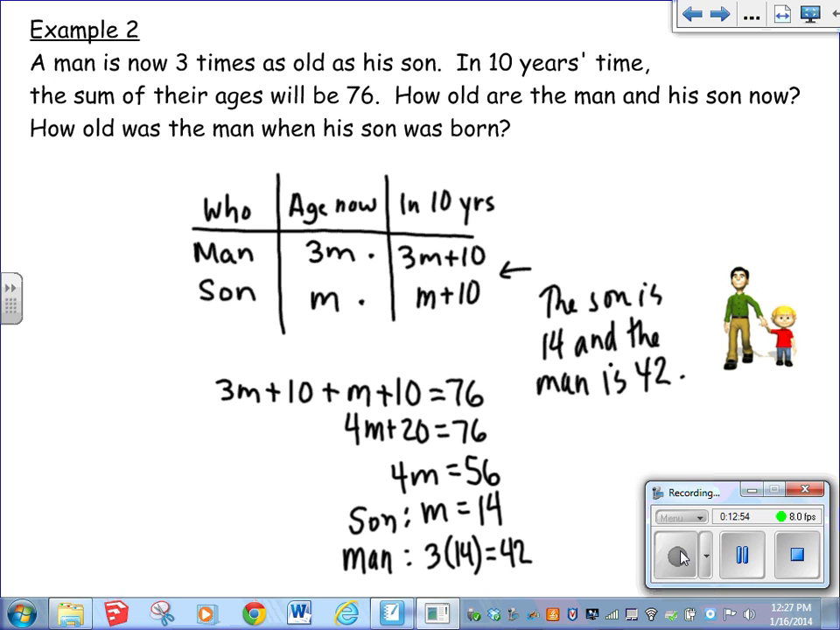Okay? And then the second question was, how old was the man when his son was born? What'd you do for that? Caitlin? I did 42 minus 14, and I got 28. Very good. So that was just a little bonus question there. The man was 28 when the son was born.